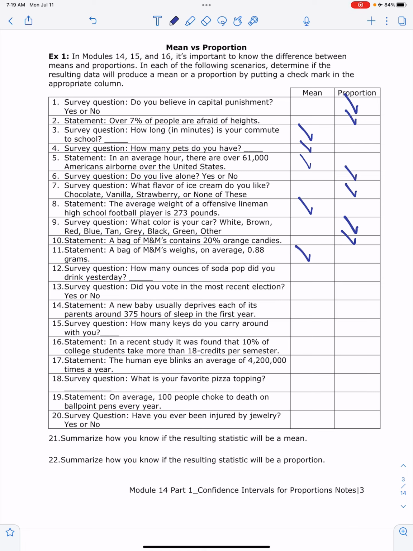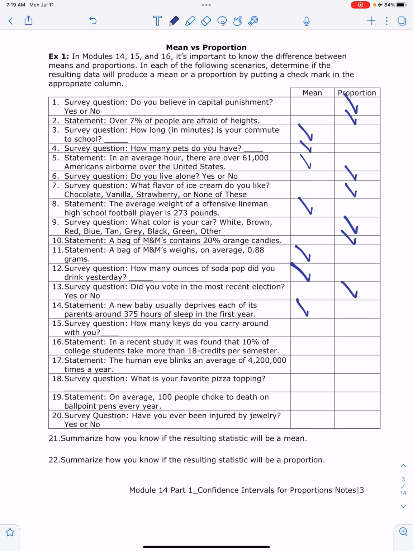12, how many ounces of soda pop did you drink yesterday? Who says soda pop? But whatever. Mean. 13, did you vote in the most recent election? Yes or no? Proportion. 14, a new baby usually deprives each of its parents around 375 hours of sleep in the first year. That is a mean. We can average those.